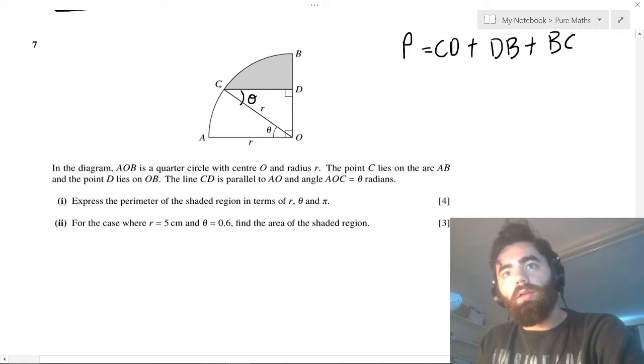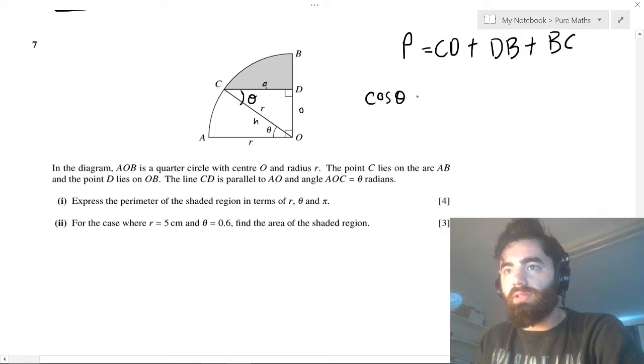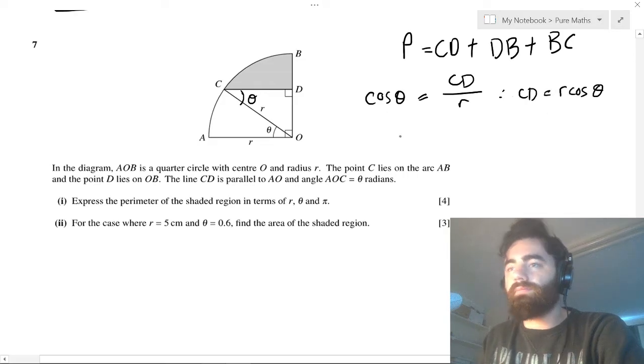Well, our CD here. So CD. Well, this is just the length CD, the length DB, and the length BC. So our CD length is just going to be, well, this is opposite, adjacent, and this is our hypotenuse in this right angle triangle here. So cos theta here is going to be adjacent, which is the length CD, so we'll just call it CD, divided by our hypotenuse, which is R. So therefore our CD equals R cos theta.